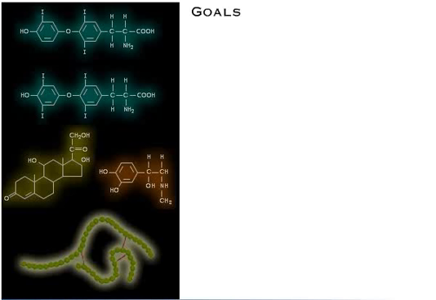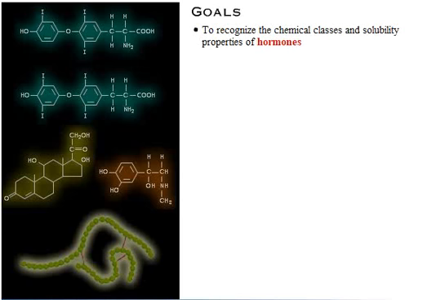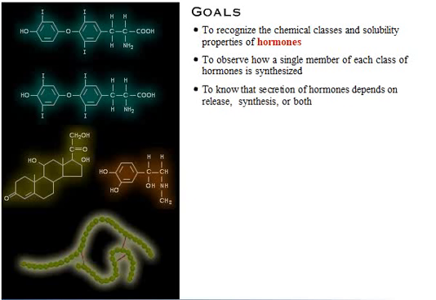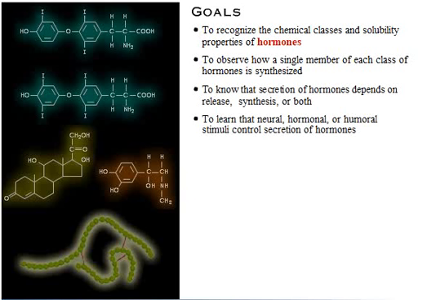Your goals for learning are to recognize the chemical classes and solubility properties of hormones, to observe how a single member of each class of hormones is synthesized, to know that secretion of hormones depends on release, synthesis, or both, to learn that neural, hormonal, or humoral stimuli control secretion of hormones.